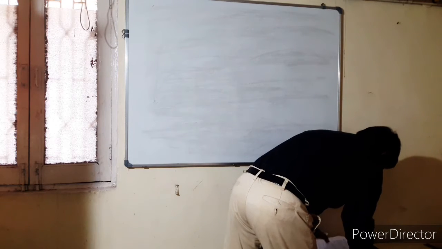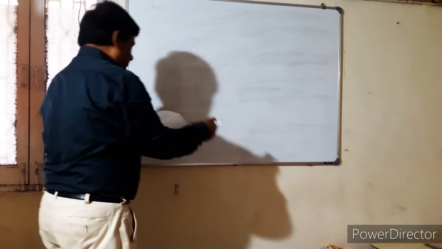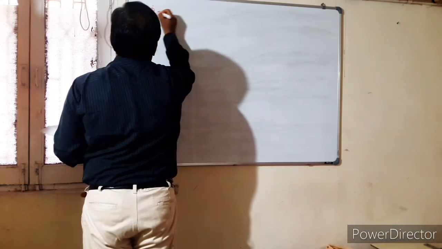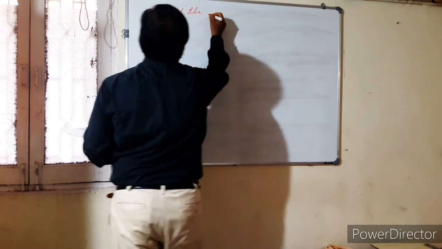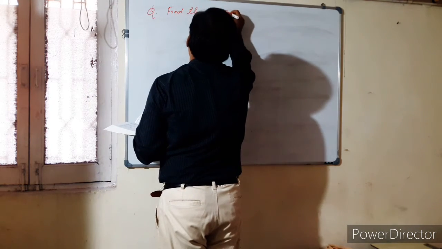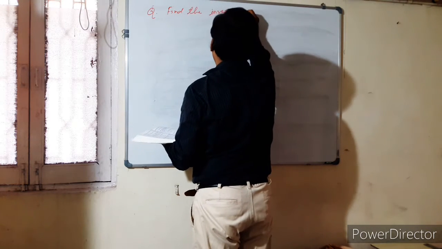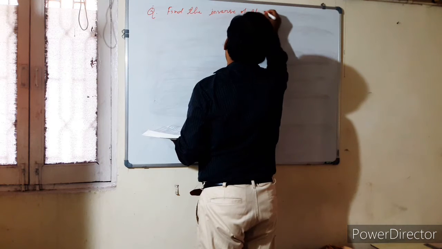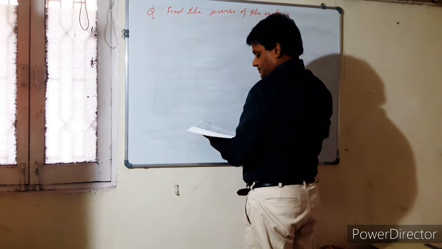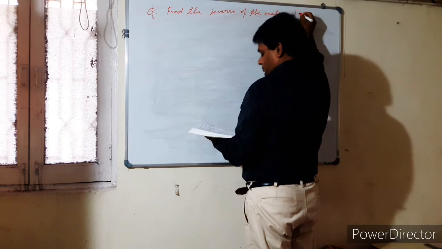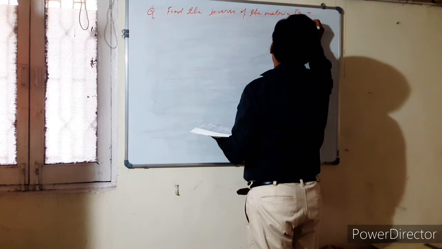Question is here. Find the inverse of the matrix 2, 3, minus 1, 4.